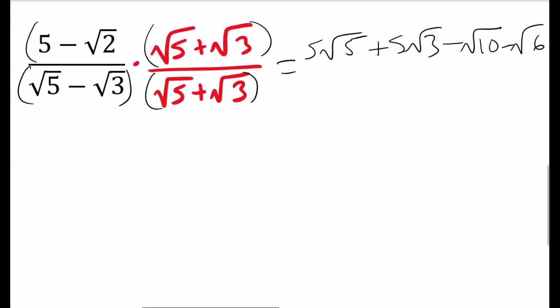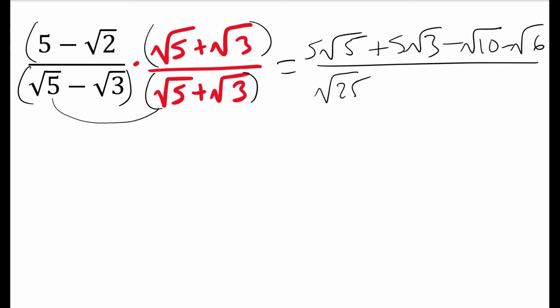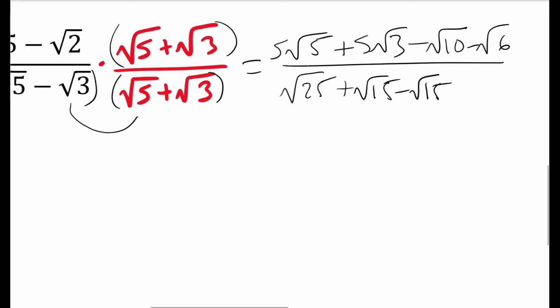And then on the bottom, we have square root of 5 times square root of 5 is square root of 25, positive. Square root of 5 times square root of 3 is positive square root of 15. Negative square root of 3 times square root of 5 is negative square root of 15. Negative square root of 3 times positive square root of 3 is negative square root of 9.